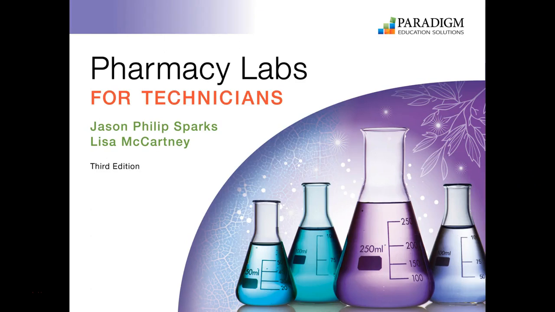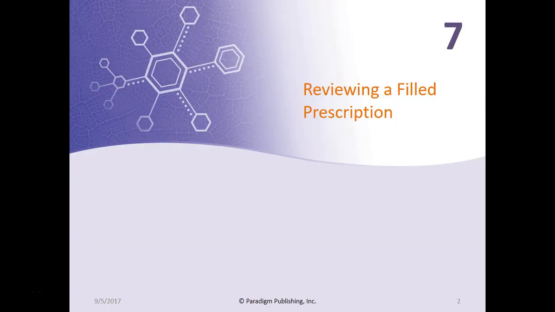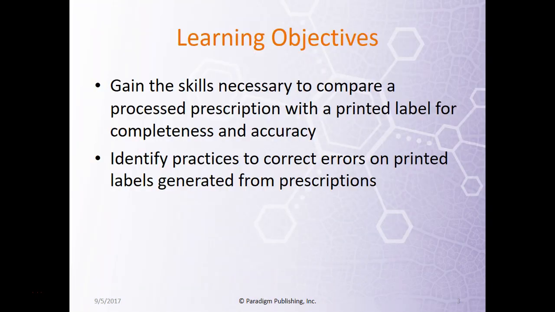We are going to continue on with Lab 7, which is reviewing a filled prescription. In Lab 6, we actually looked at the prescription order, but now we're going to look at comparing the prescription order to the actual label. The objectives are to gain the skills necessary to compare a processed prescription with the printed label for completeness and accuracy, and identify the practices to correct errors on a printed label that's generated from prescriptions.